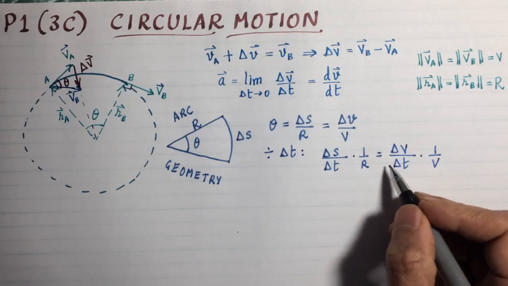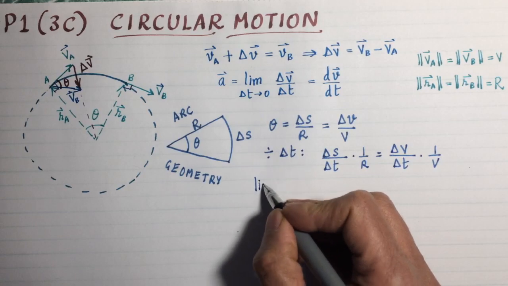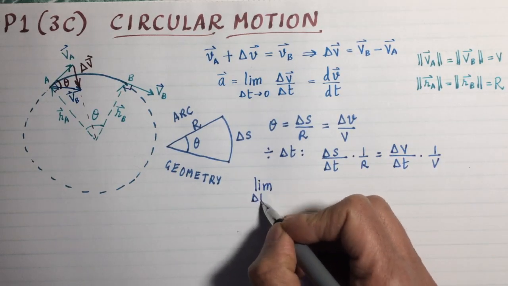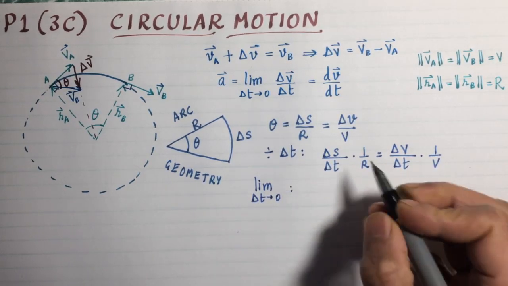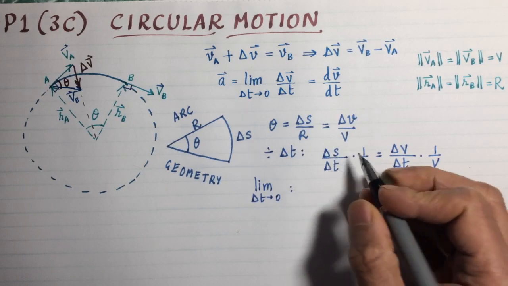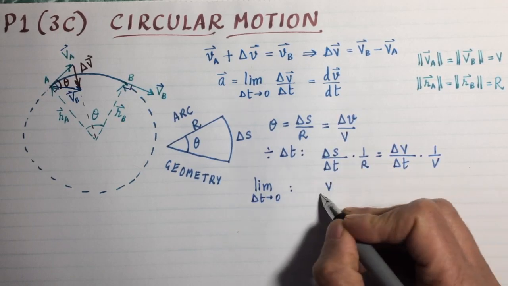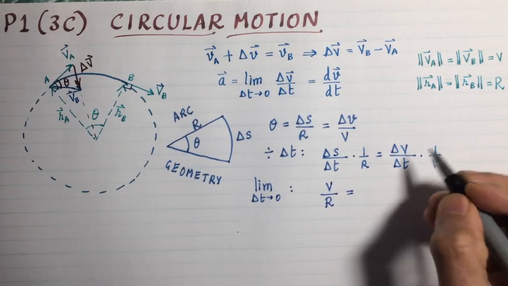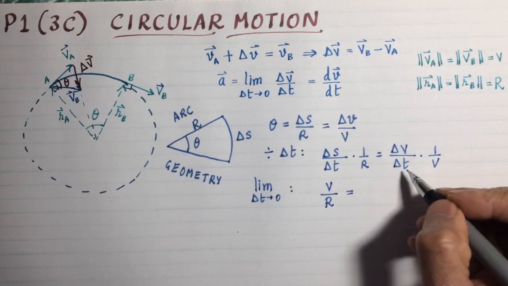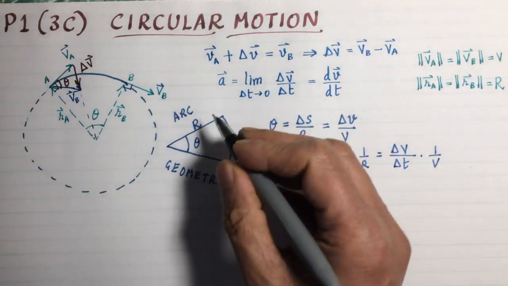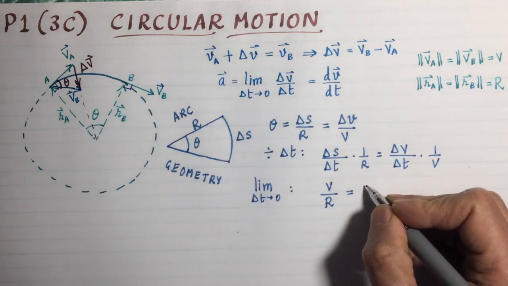Now I'm going to take the limit as delta t goes to 0 on both sides. Delta s over delta t is just the speed, v. So on the left hand side, I'm just going to get v over r. On the right hand side, delta v over delta t is the magnitude of the acceleration. So I'll call this a.